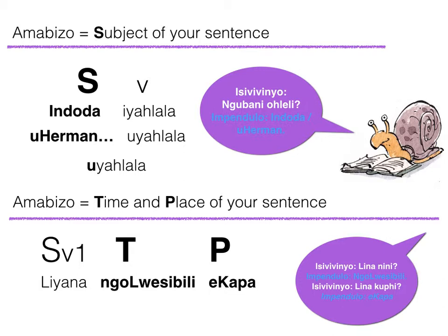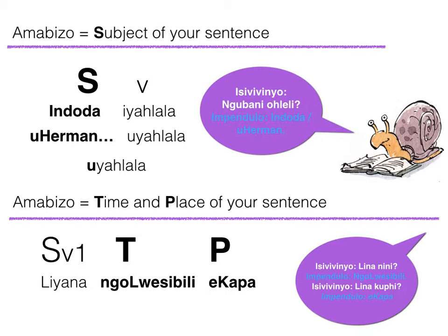Isibonelo sesibili. U hemen uyahlala. U, noun prefix of hemen, and u of your verb prefix must match. U yahlala. Now the u stands for hemen. If you don't want to use u hemen, you just say u yahlala. We know we are talking about u hemen.